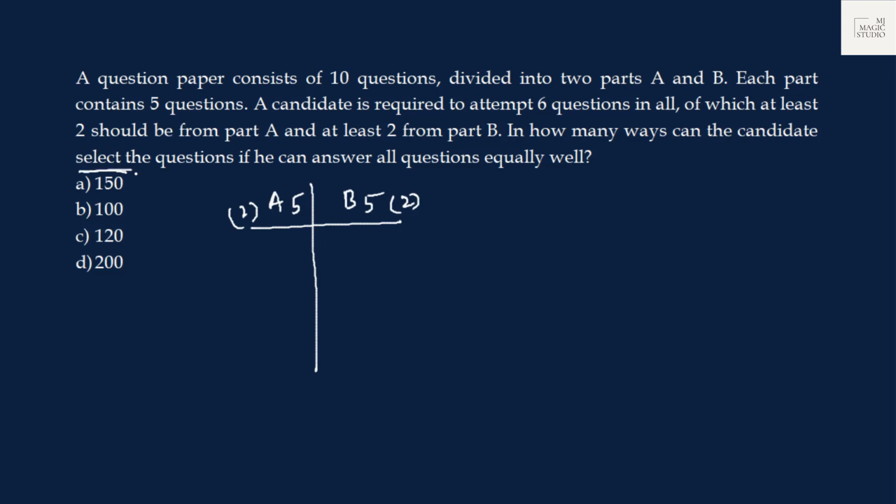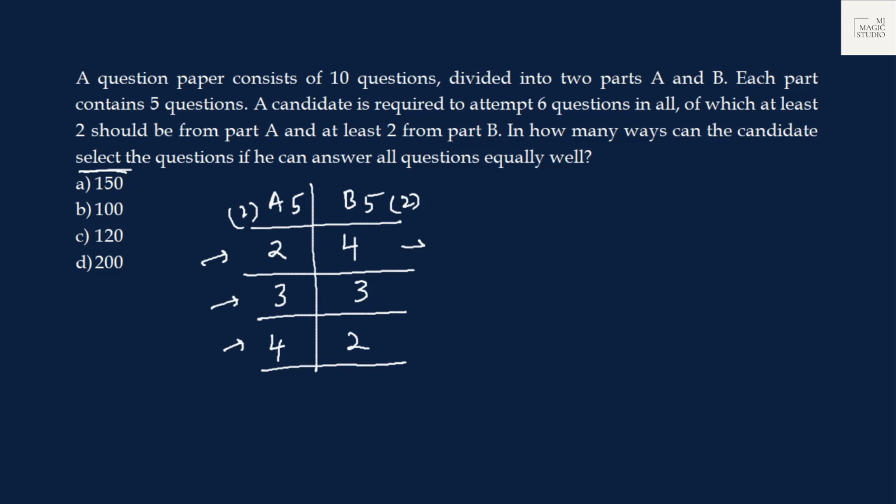It's a question of combination. The question says he can answer all questions equally well. If he selects 2 from A, he needs to select 4 from B, case 1, or he may select 3 also, or he may go for the 4-2 combination also. That's it. So these are the 3 ways in which he can go. So in how many ways can he select 2 and 4?